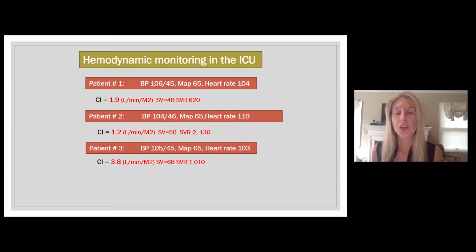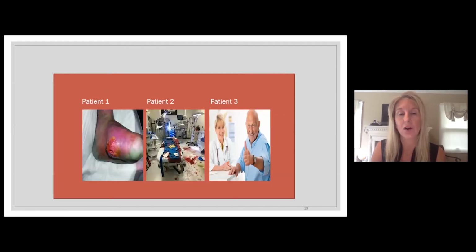Patient number 2, you will notice once again a mean arterial pressure of 65, but look at that cardiac index. It's 1.2. That is significantly low, and I have a lot of concerns. What is also very concerning was an SVR of 2,130. This was a patient that I actually picked up at 7 p.m. a couple years ago, and I'll go into the story in just a moment. Patient number 3, cardiac index, stroke volume, and SVR are all completely normal. So once again, all 3 of these patients have a normal mean arterial pressure, and they are each slightly tachycardic.